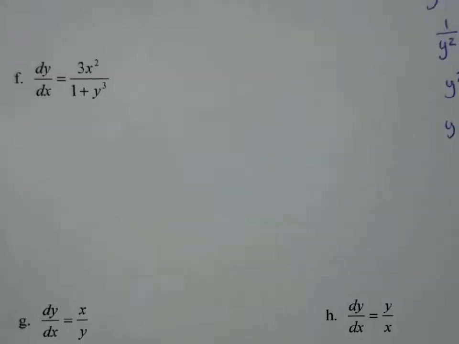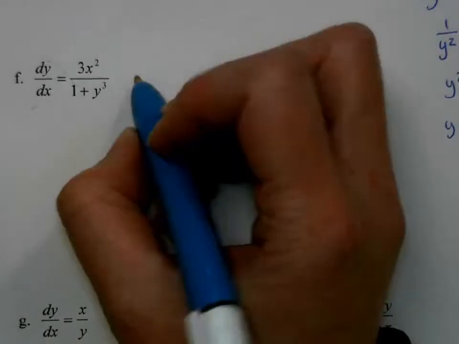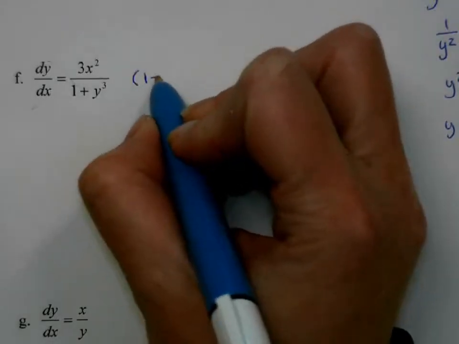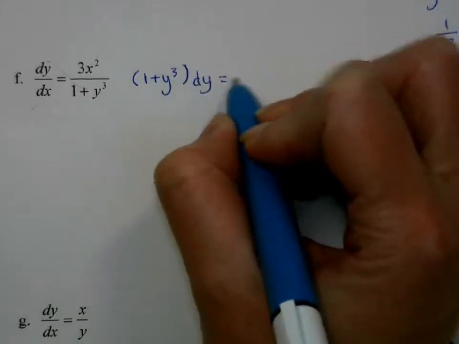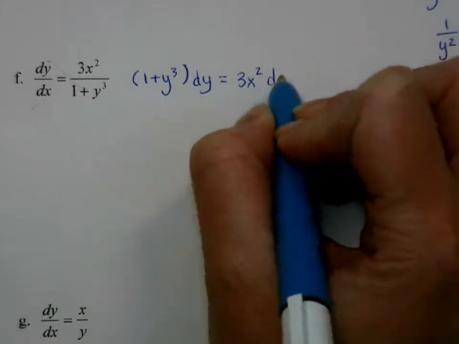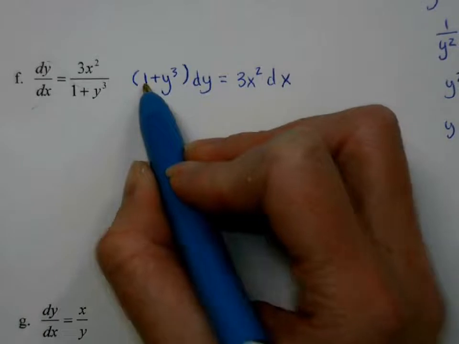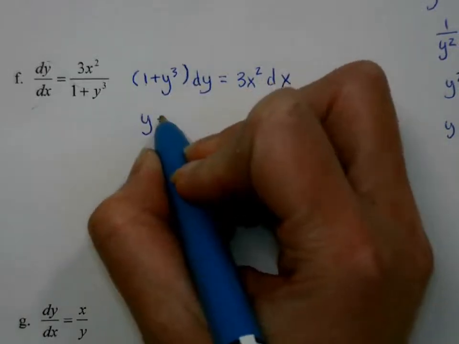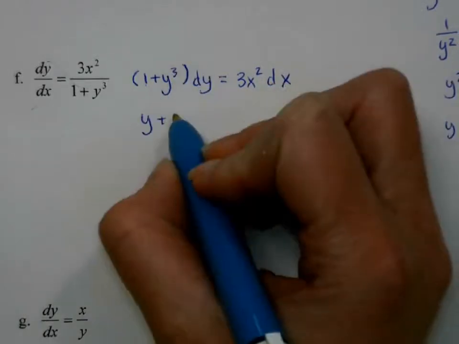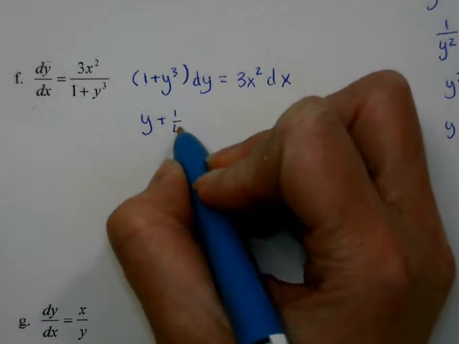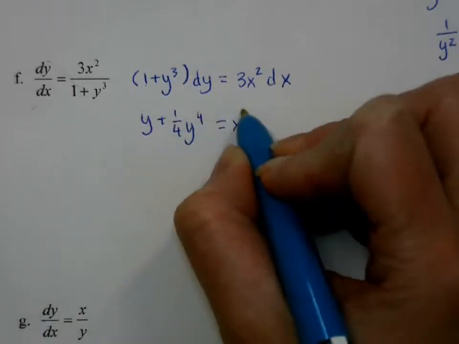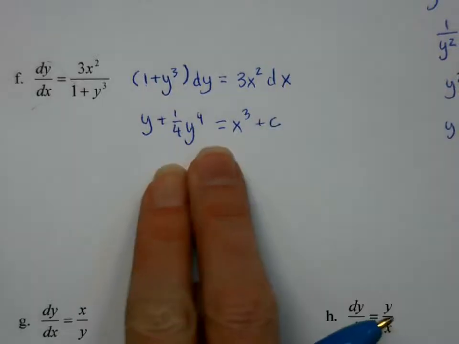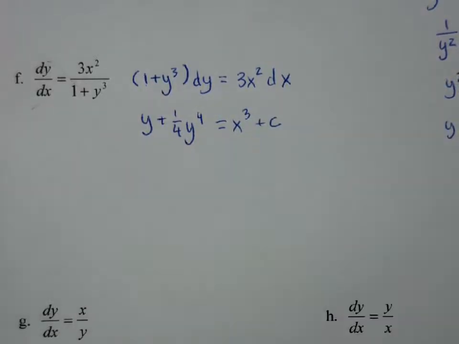Next one, to get my variables together, we can just simply cross multiply. Then if I integrate this, integral of 1 is y. Integral of y cubed is 1/4 y to the 4th equals x cubed plus c. With a y to the 4th and a y to the 1st, I'm not going to be able to solve for y. So we're done with this one.